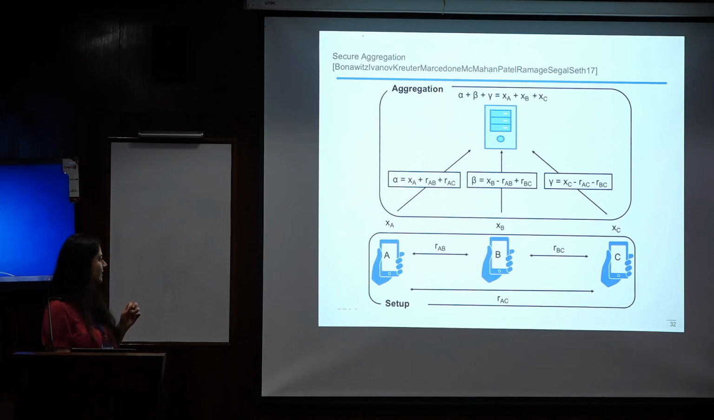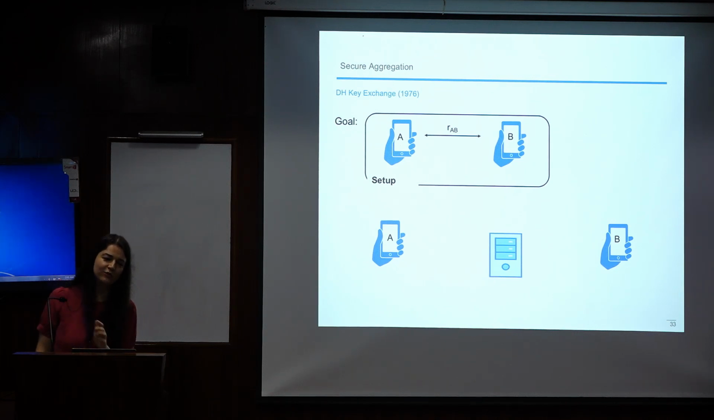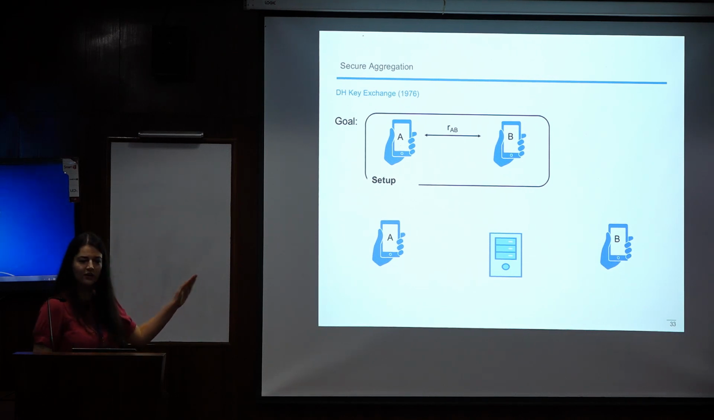And how are these random values generated? Basically you're using Diffie-Hellman key exchange, and I'm not sure how many of you are familiar with it. I'm going to go super quickly over it. Okay, so the goal is that we want these two devices to generate this common random number. And as I said before, these devices should not talk to each other. So they must do this through the middle server. So let's see how it's done.